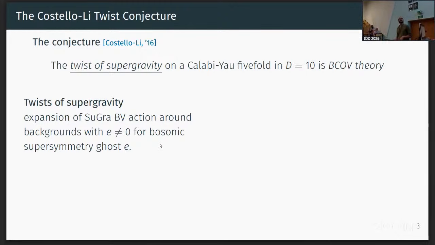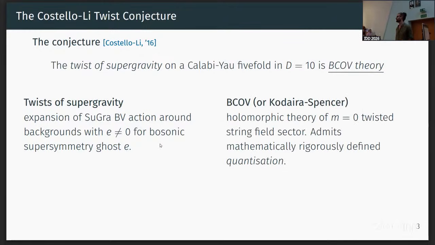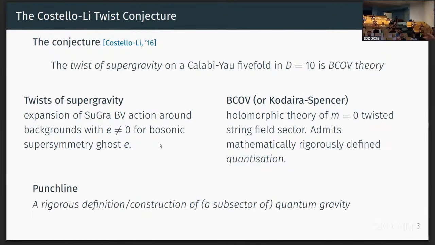And then on the other side, you have the so-called BCOV theory or Kodaira-Spencer gravity, which basically is a holomorphic theory that describes the massless sector of twisted string field theory. And the important bit for us today is that it admits some kind of mathematically rigorous defined quantization. So the punchline of the conjecture or proving the conjecture is the following. It would give us some kind of rigorous definition or construction of at least a subsector of quantum gravity. Or at least that's what I would write in a grant application if I need to get money.